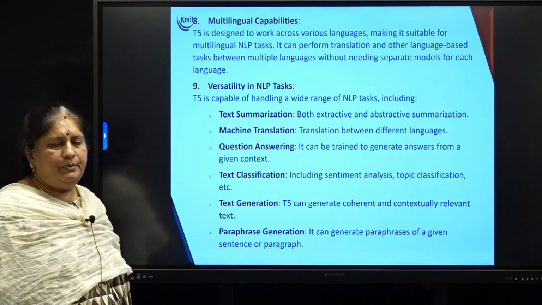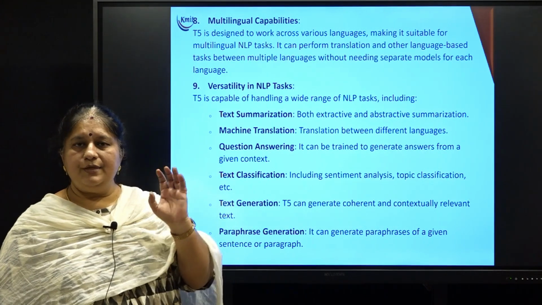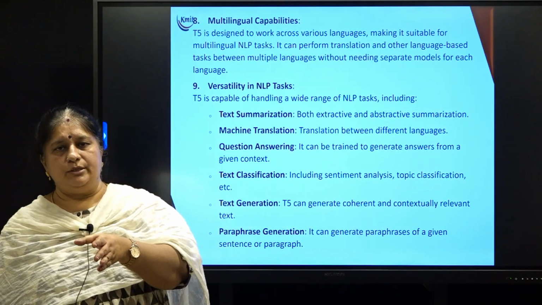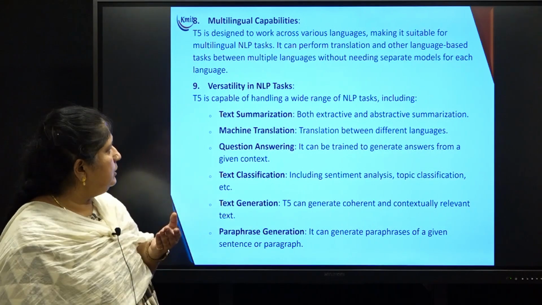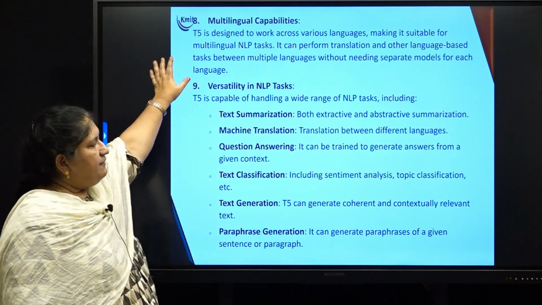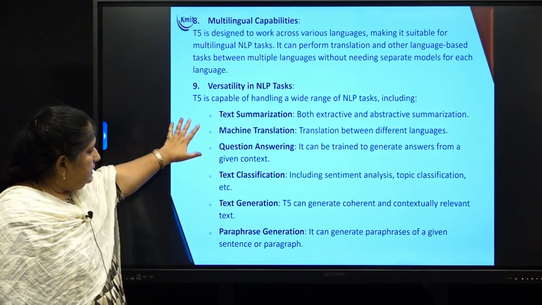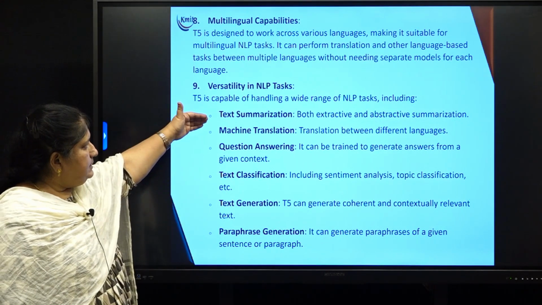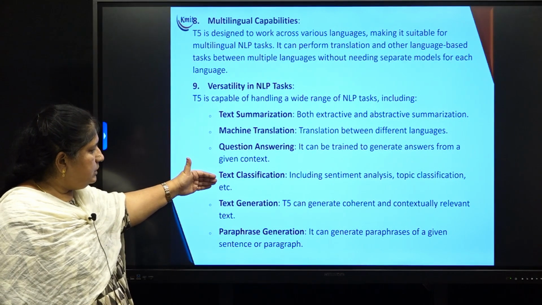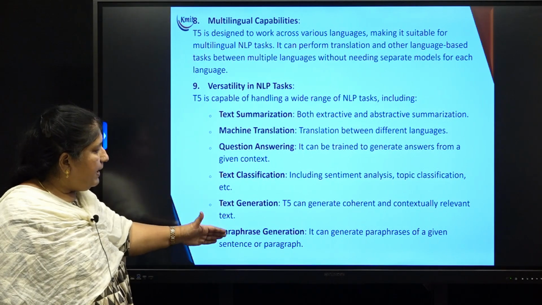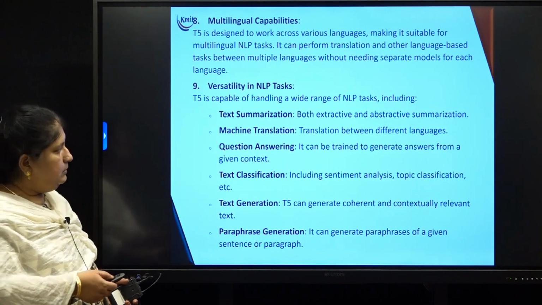And multilingual capabilities, the T5 model can work with various languages. So you give the text in French, ask it to translate into German. You give the text in Italian, ask it to translate into English. So it can work with multiple languages, and you need not have separate models for each of these languages. What are the versatile tasks it can perform? It can perform text summarization, it can do translation, question answering, text classification, generate new text, and paraphrase the given text, right? So it is trying to do various tasks of NLP.